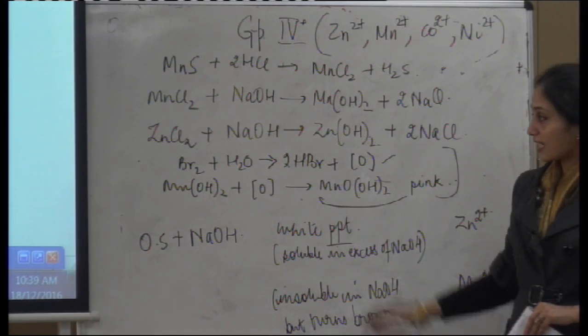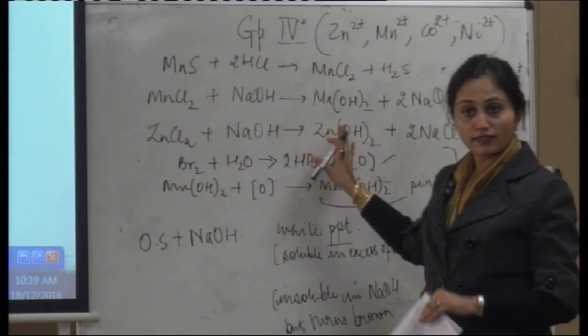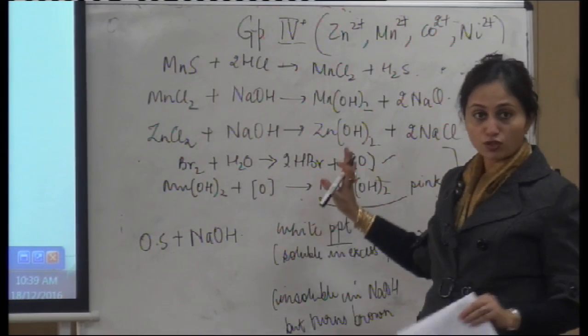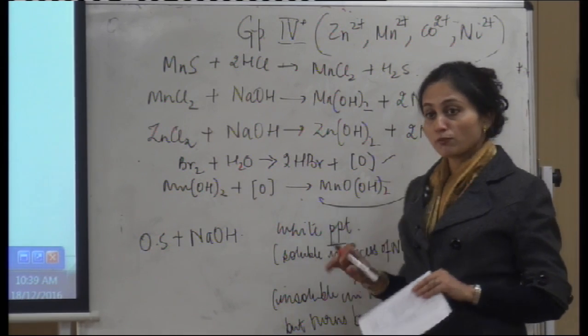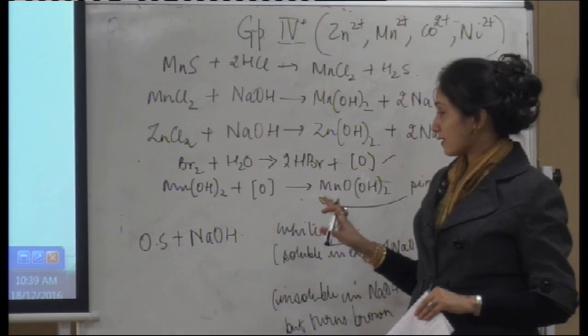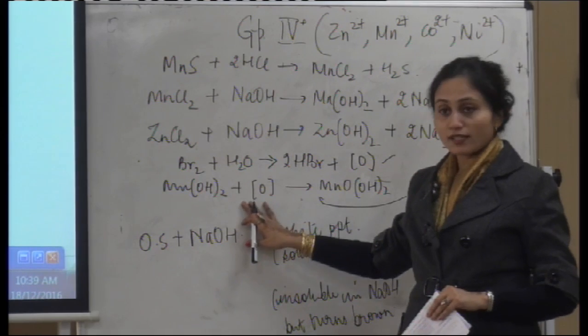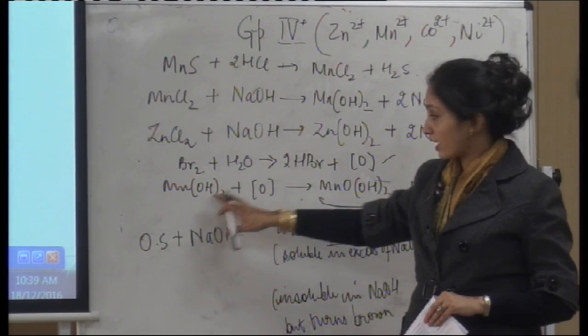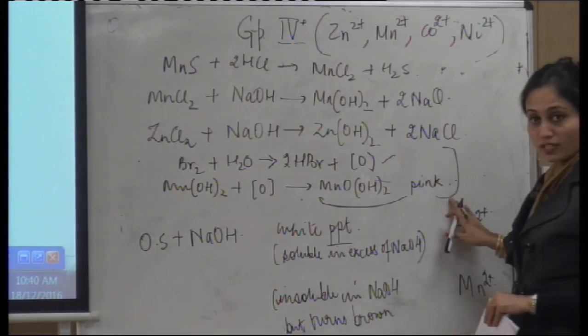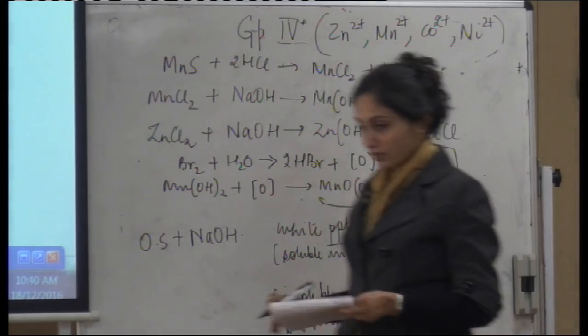So in this case, bromine water is liberating nascent oxygen, is what you have to remember. The combination of bromine plus water gives you nascent oxygen plus your HBr. That's like a side thing. Then that nascent oxygen actually reacts with your precipitate of manganese hydroxide to form MnO(OH)2, which is kind of pink in color. Alright.